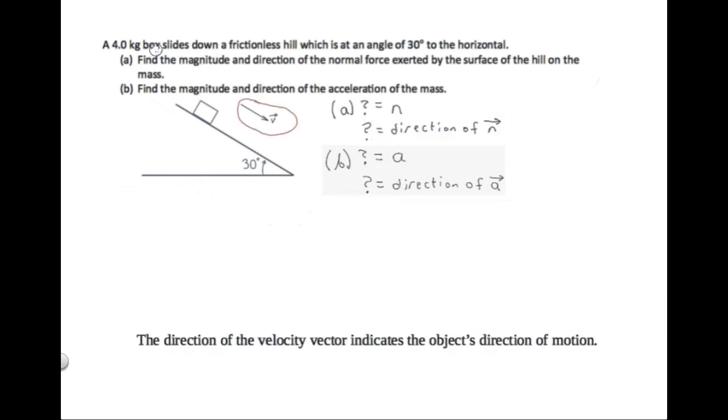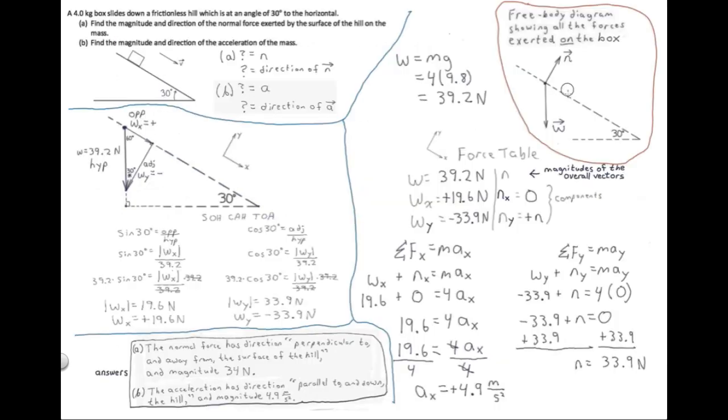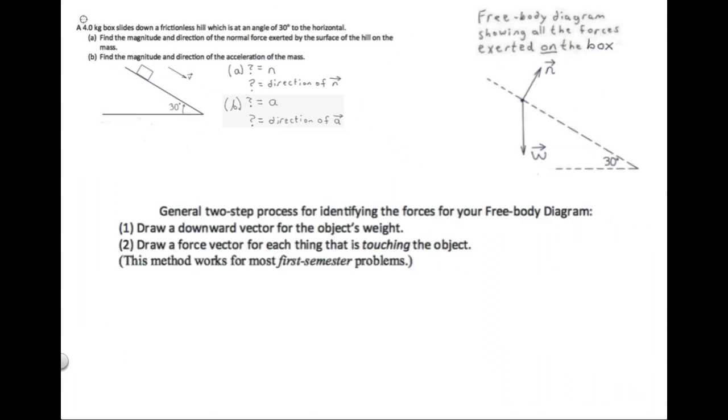The problem says that the box is sliding down the hill. So we draw the velocity vector pointing parallel to and down the hill to indicate the object's direction of motion. Check that all the given units are SI units. Well, yes, kilograms are the SI units for mass. Next, we work on the free body diagram. The problem mentions the mass of the box, and that's a clue that we should draw a free body diagram showing all the forces on the box.